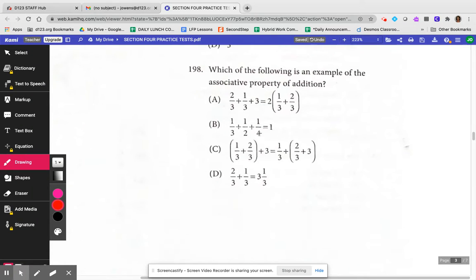198, we're talking about the associative property of addition. So associative property of addition is saying that the way I group things doesn't change the sum. So looking at my options, A, this is saying multiplication here, so it can't be A. This is just adding them together to equal 1. That can't be. I'm looking for some sort of grouping. So look at C. They group 1/3 plus 2/3, and then they have 3 here. And then on the right side, they group these two. So you're going to be looking for parentheses, grouping it differently. So C is my answer.